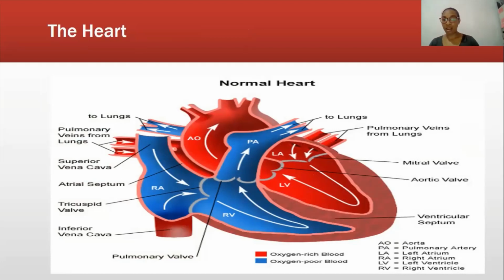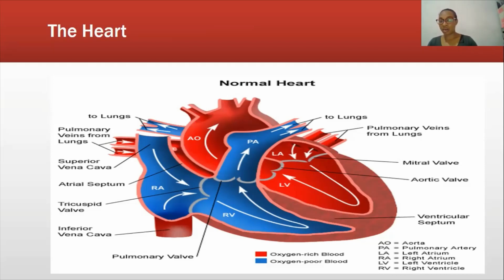So below the picture of a heart, we see that there is a key. The key states that red represents oxygen-rich blood or oxygenated blood. The blue represents oxygen-poor blood or deoxygenated blood.